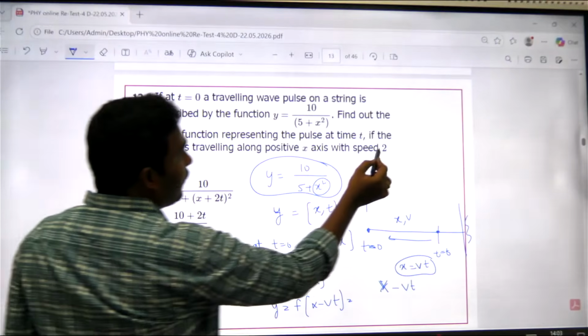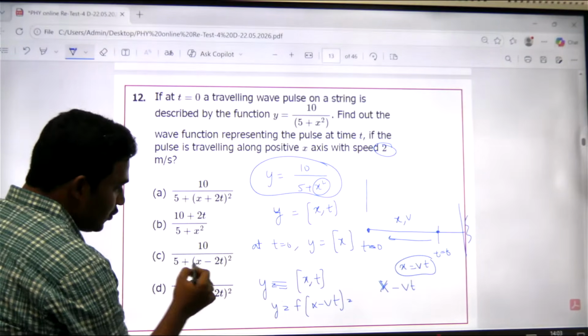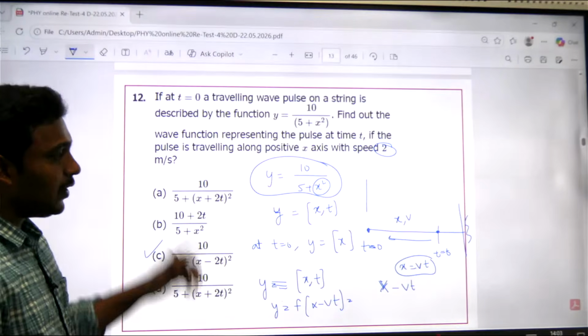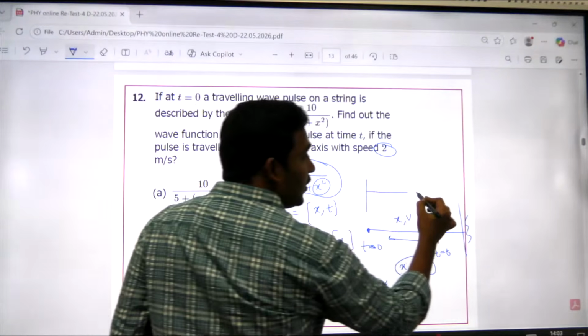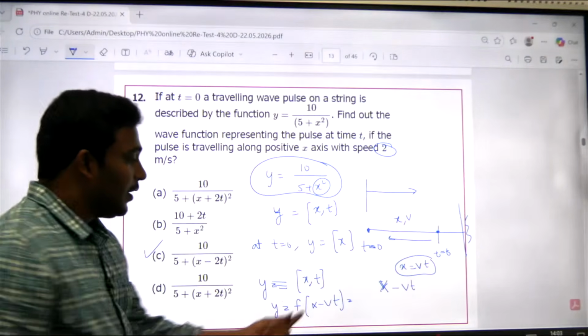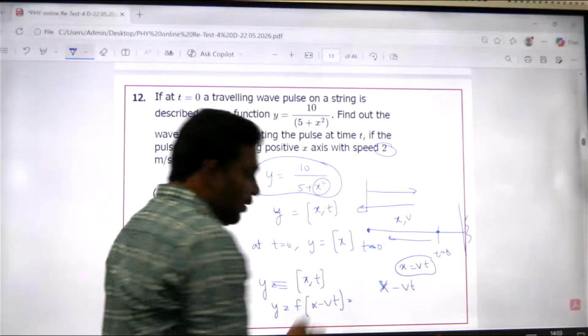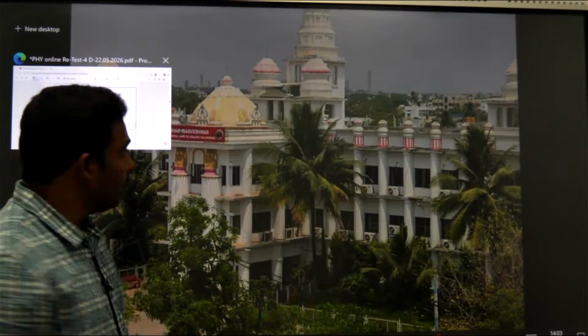What is the velocity of the function given? It is 2 meter per second. So it is x minus 2 into t, whole square. So it is option C. Always remember, if your wave is traveling in the positive direction, it will always be x minus vt. If it is traveling in the negative x direction, it will be x plus vt.